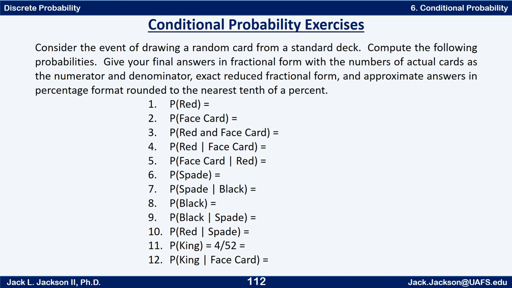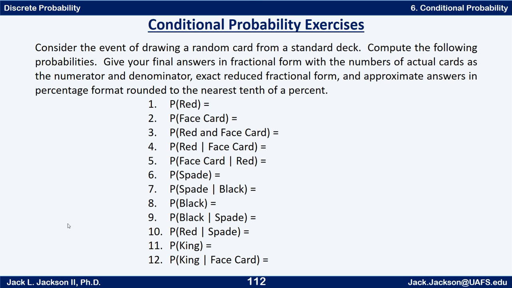What's the probability that it's a spade? What's the probability that it's a spade given it's black? What's the probability it's black? What's the probability it's black given a spade? How about the probability that it's red given it's a spade? The probability of a king, and the probability of a king given it's a face card. Okay, press pause and work this out now.